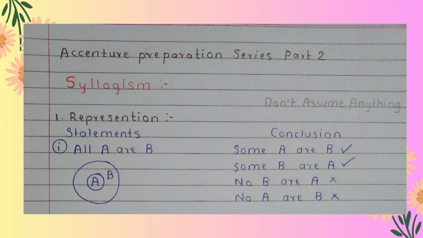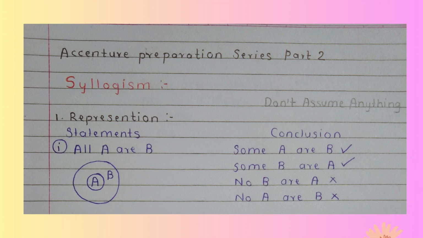Some B are A. Yes, some B class students are also A. Yes, it's true. No B are A. No, because some B class students are present in A. So how can this conclusion follow the statement, right? So it's false. No A are B. No, because some A are also included in B. So that's why we can say that it is false.